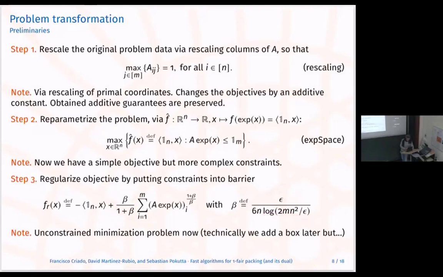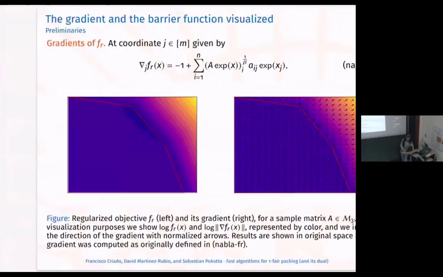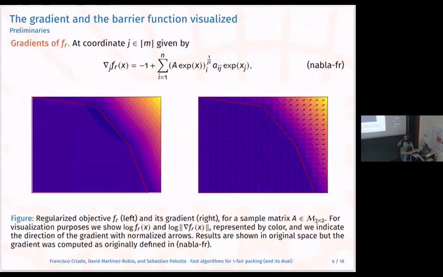All right, so in fact, what you end up with now, if you do it that way, is an unconstrained minimization problem. Technically, we are going to add a box later, but for now, think of this as an unconstrained optimization problem. And this barrier function that we see has a couple of nice properties. You might want to check out the screen on the left. I think that's a bit better to see.